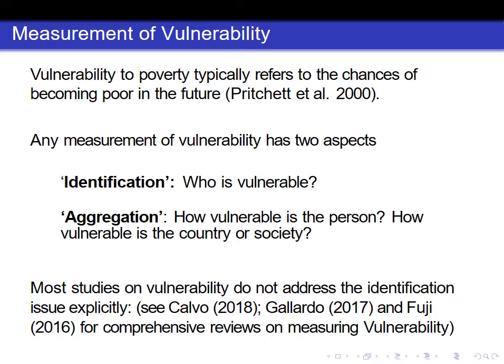Vulnerability to poverty typically refers to the probability of becoming poor in the future, which might be due to exposure to different kinds of shocks. And these shocks might be economic shocks, where one loses their jobs, or can be natural shocks like floods or drought, or can be health shocks.